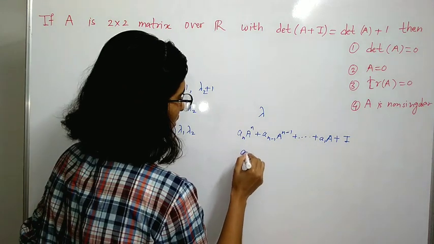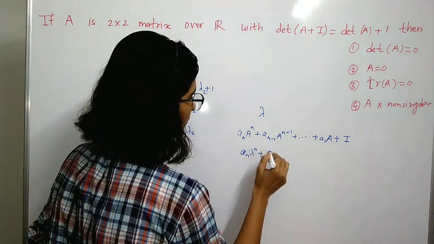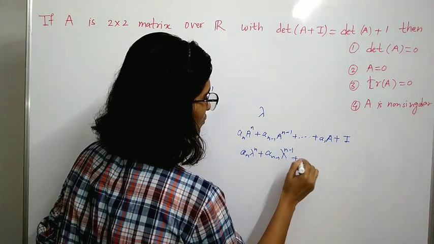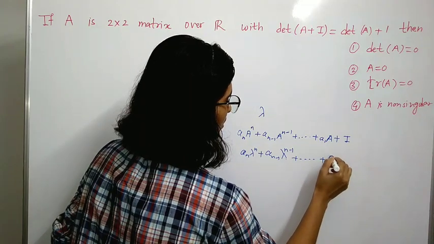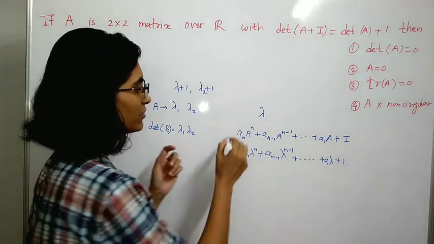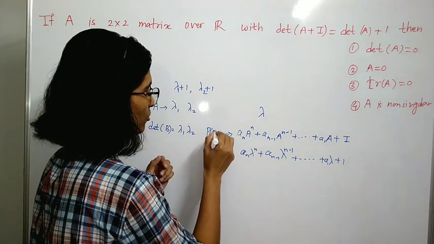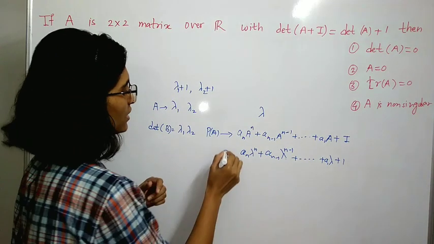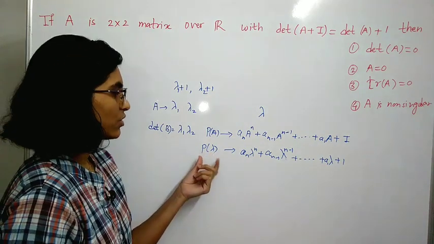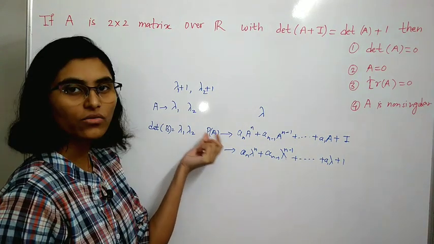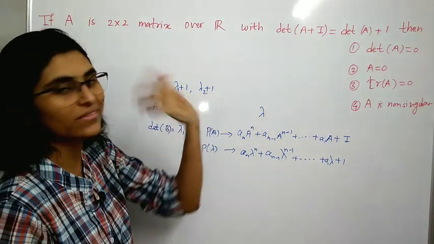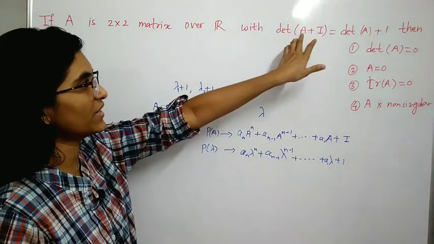Now look at this: a_n lambda raised to n plus a_(n-1) lambda raised to n minus 1, and so on, plus a_1 lambda plus 1. This is an eigenvalue of this whole polynomial. Let us call this P of A and this P of lambda. These are just notations. So we call P of lambda an eigenvalue of P of A. Now here we have this polynomial, right? A plus I is a polynomial in the matrix A.